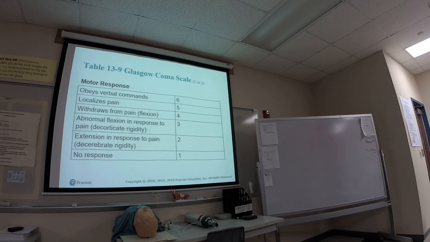So I always say, like, Abraham Lincoln has a Glasgow 3, right? So he doesn't have eyes to open, but no eye opening, no response. So you have the Glasgow Coma Scale.